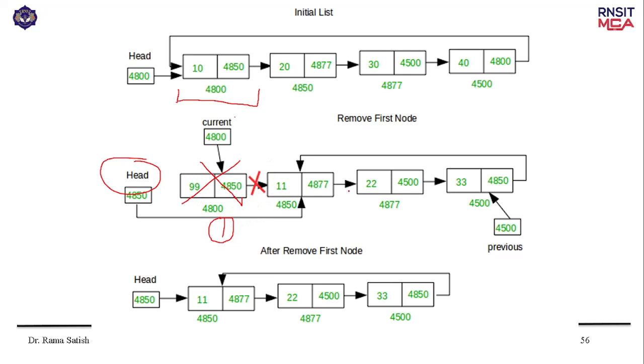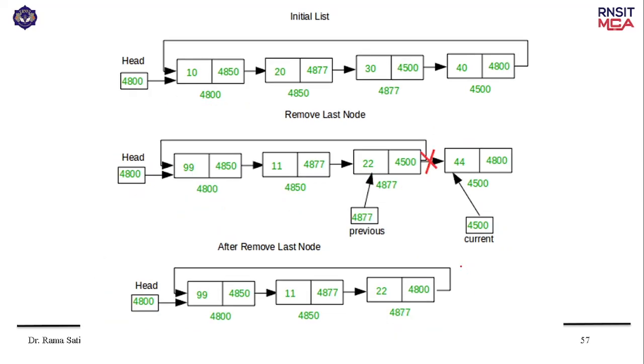So 99, 11, 22, 33 are the initial values. If you want to delete the first element, what you have to do is move the current pointer to the first element. From this point, you move the header node to the current pointer's next. That is the first thing. The second point is the previous node, which was pointing to the current node. This has to be moved to the current's next. So it is moved, and later you have to delete. After deletion you will get a linked list like this.